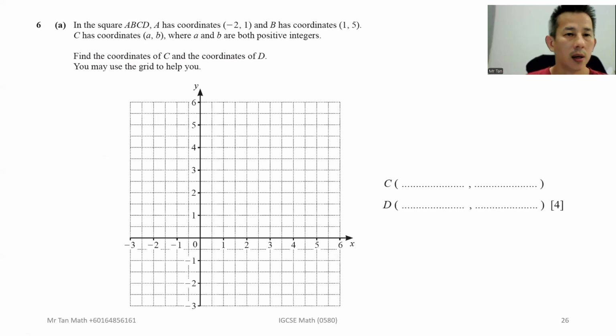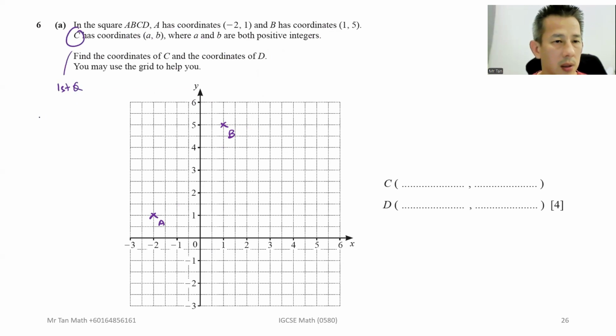Number 6. In the square ABCD, A has coordinates -2, 1. Here is A. And B has coordinates 1, 5. Here is B. C has coordinates (a, b) where a and b are both positive. Therefore, C should be in the first quadrant. C should be here, with coordinates (a, b), both positive integers. Find the coordinates of C and D. You may use the grid to help you.